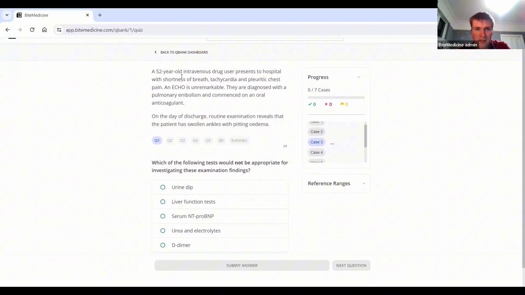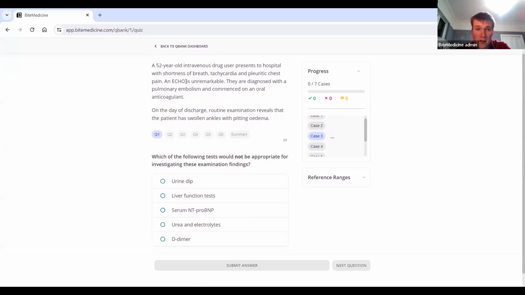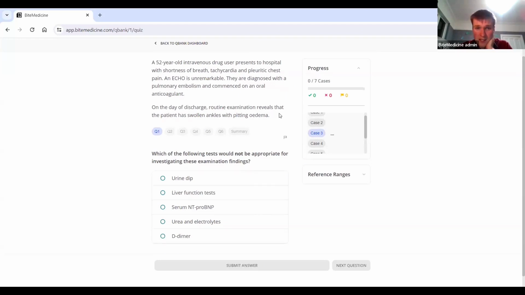A 52-year-old intravenous drug user presents to hospital with shortness of breath, tachycardia, and pleuritic chest pain. An echo is unremarkable. That shouldn't be in capitals. They're diagnosed with a PE and commenced on an oral anticoagulant. So that tends to be the route now as we give apixaban for PE. On the day of discharge, routine examination reveals that the patient has swollen ankles with pitting edema. Okay, is that a side effect of the drug or is that part of their primary issue? Which of the following tests would not be appropriate for investigating these examination findings?